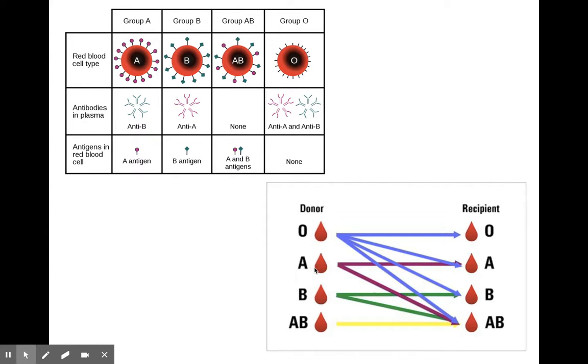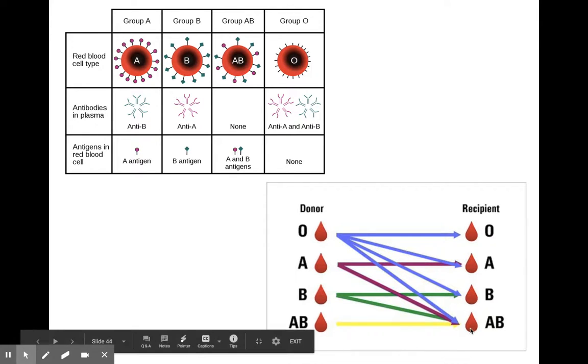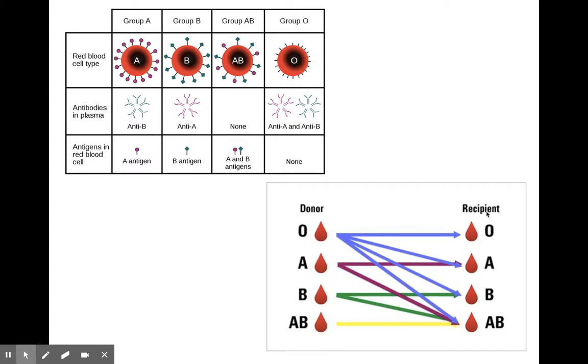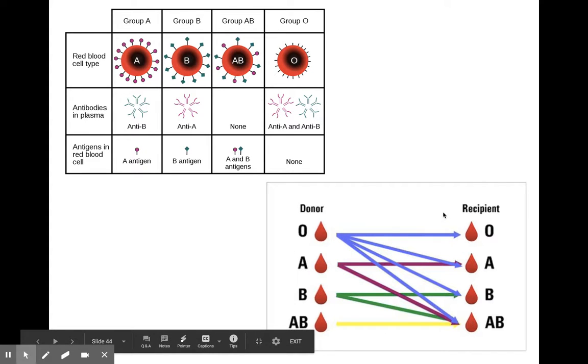But if you're type A, only type A and type AB could get that blood. And then type B can only go to B and AB. And if you're AB, your blood can only go to AB. So often they talk about O being the universal donor because anybody can get O blood.